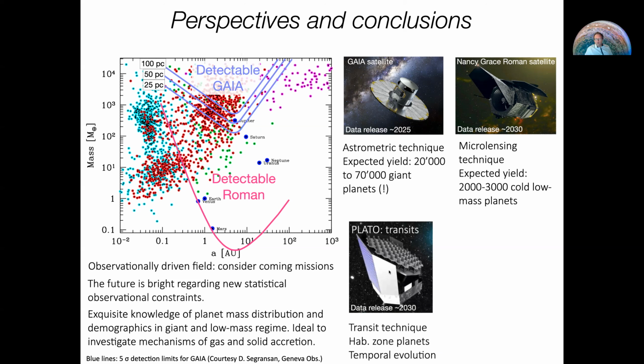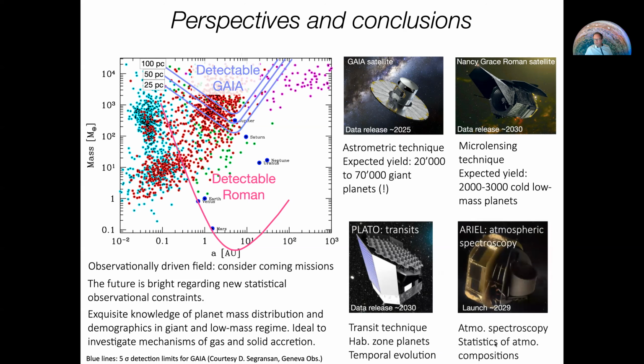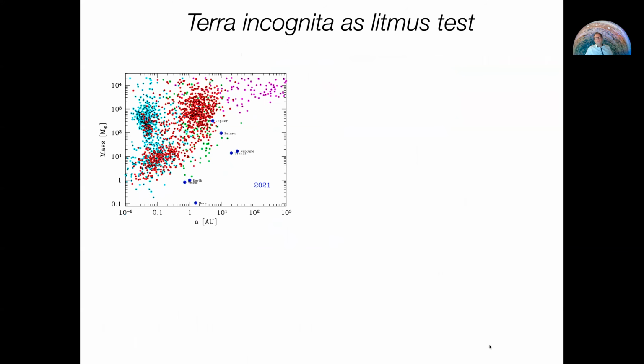Later, we will have Plato and then also Ariel, where we then can even test a lot of things like the mass radius relations of the interior, and then finally also the statistics of atmospheric compositions. And I think what this means is the following.